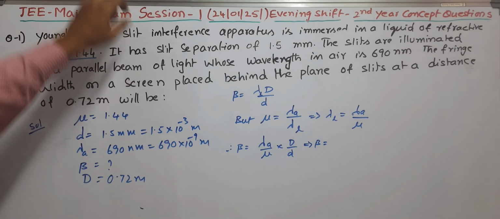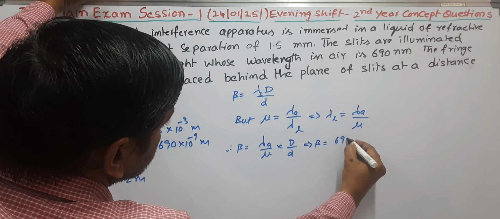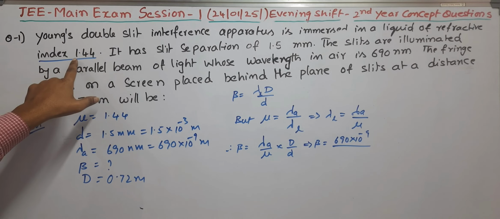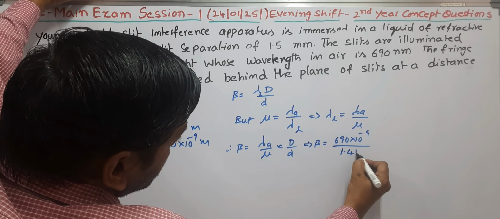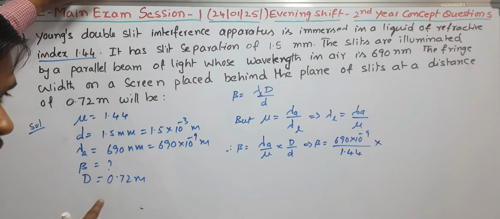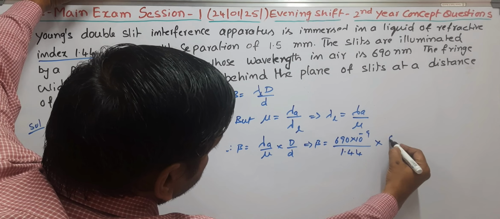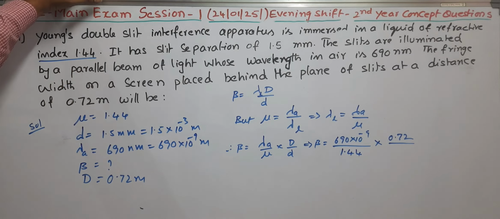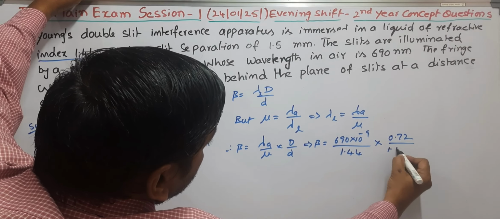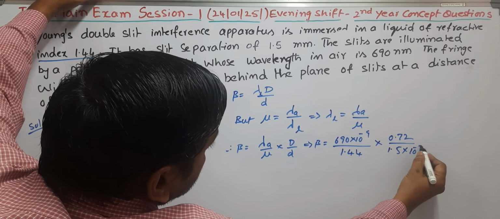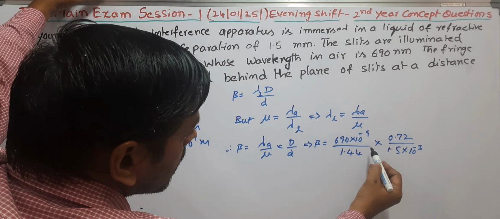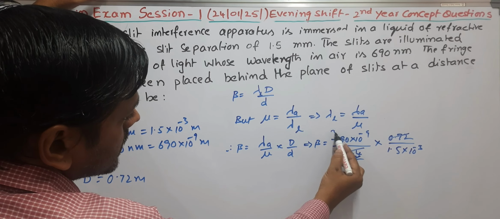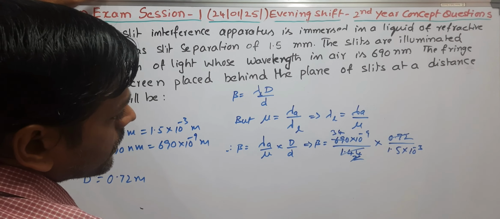That implies beta is equal to lambda A, the wavelength of light in air, 690 into 10 power minus 9, by mu, the refractive index of liquid, 1.44, into capital D, the separation between slits and the screen, 0.72 meter, by small d, the separation of two slits, 1.5 into 10 power minus 3. Isn't it?